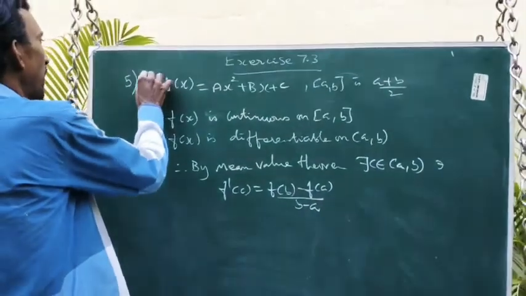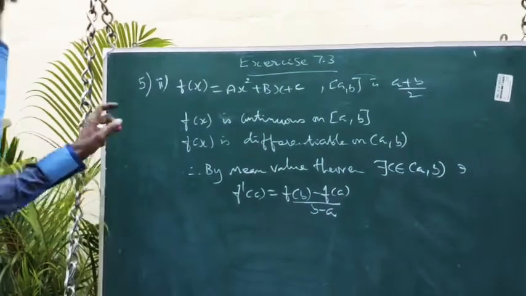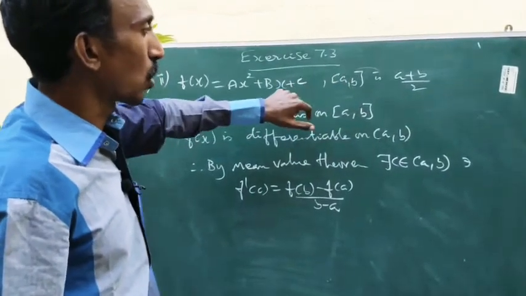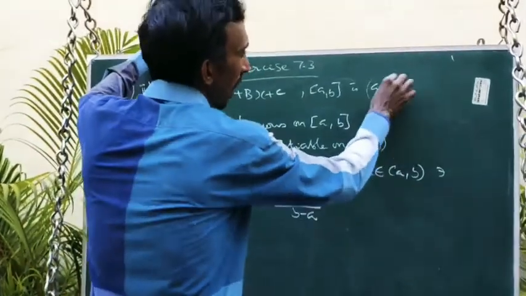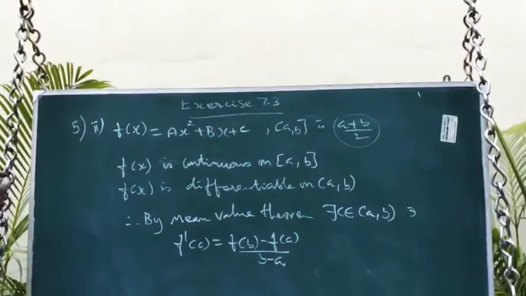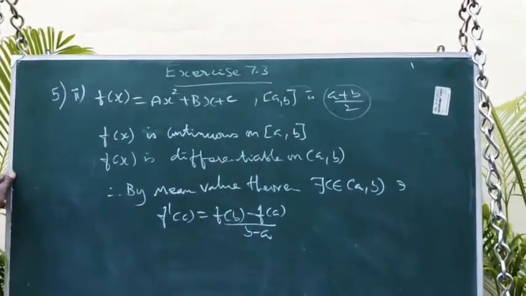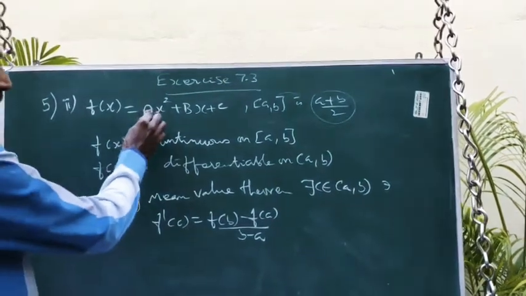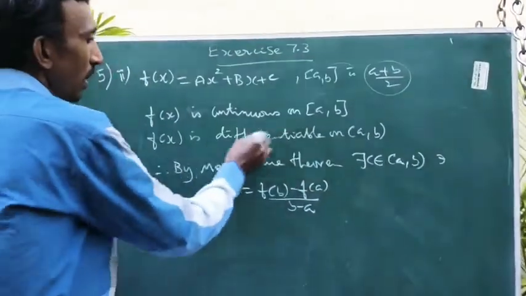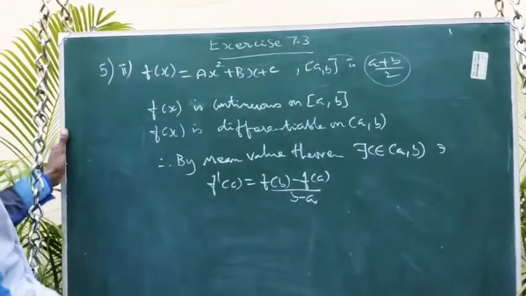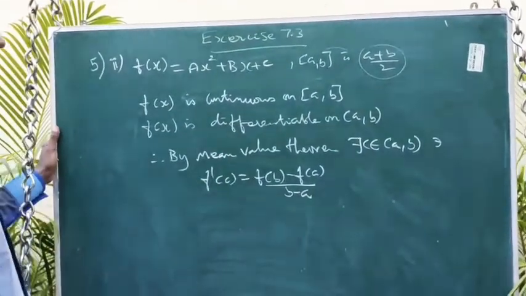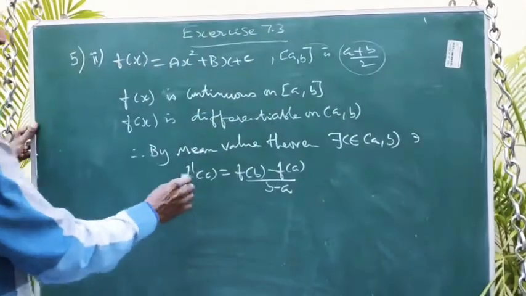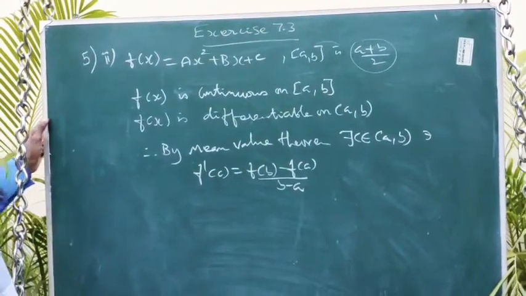Question number 5, subdivision 2. So for this function, for any interval a comma b, we have to show that this is the suitable value satisfied by the Lagrange's law of mean, or that it is the value given by the Lagrange's law of mean. Okay, obviously it is a continuous function on the closed interval, differentiable on the open interval because it is a polynomial function. Then by the mean value theorem, there exists c belongs to the open interval such that f dash of c equal to f of b minus f of a by b minus a.